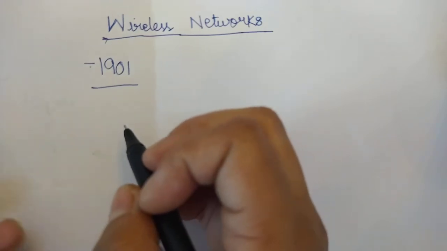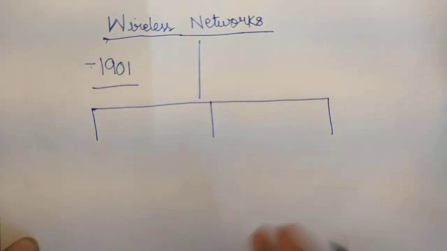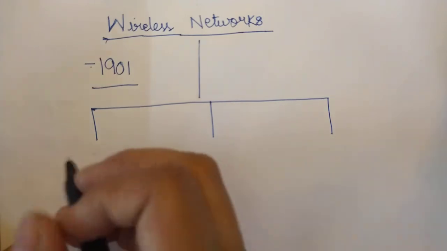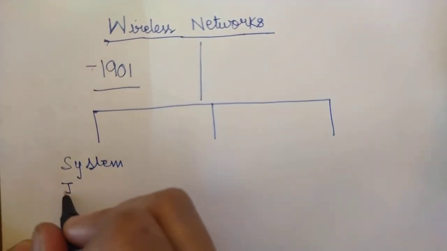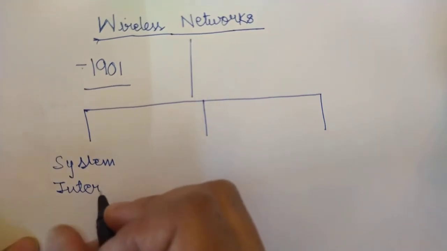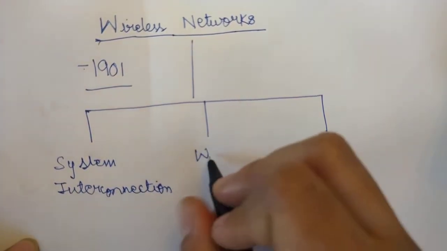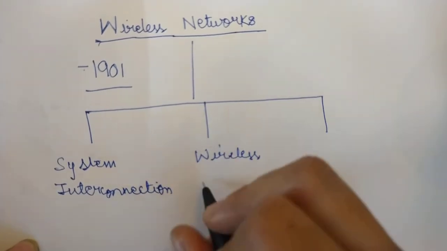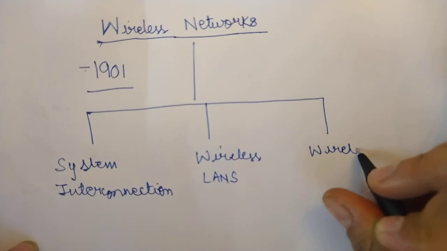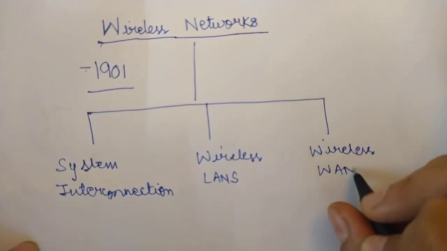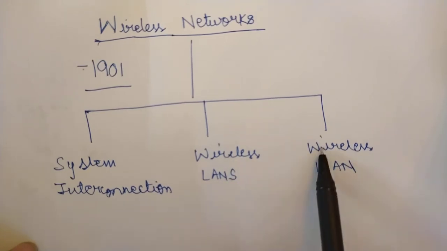So wireless networks, if I talk of wireless networks, they can be divided into three main categories. So I can say that there are three major types of wireless networks. First is your system interconnection. Then is your wireless LANs, and then you have your wireless WANs, right? So basically there are three types of wireless networks: system interconnection, wireless LANs, and wireless WANs.